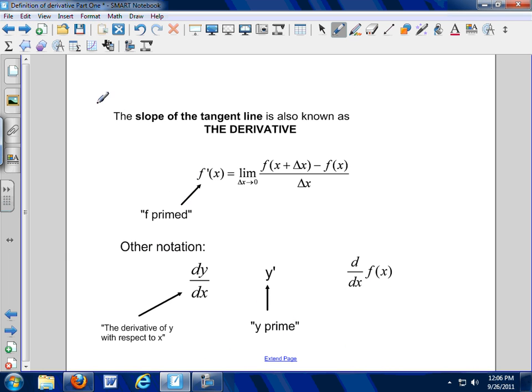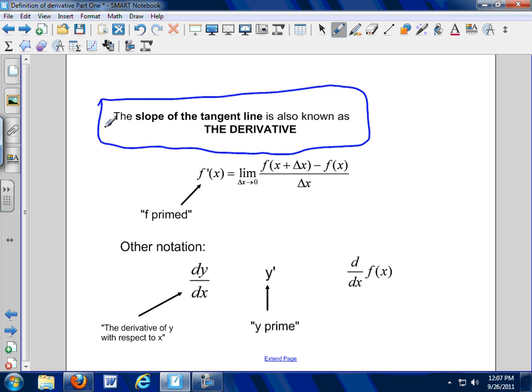Okay? So the slope of the tangent line is also known as the derivative. And we write the derivative in several different ways. So we write this with the f with a little apostrophe after it. We say that's called f prime. And it's the limit as delta x approaches 0 of f of x plus delta x minus f of x, all over delta x. This right here is the definition of the derivative.